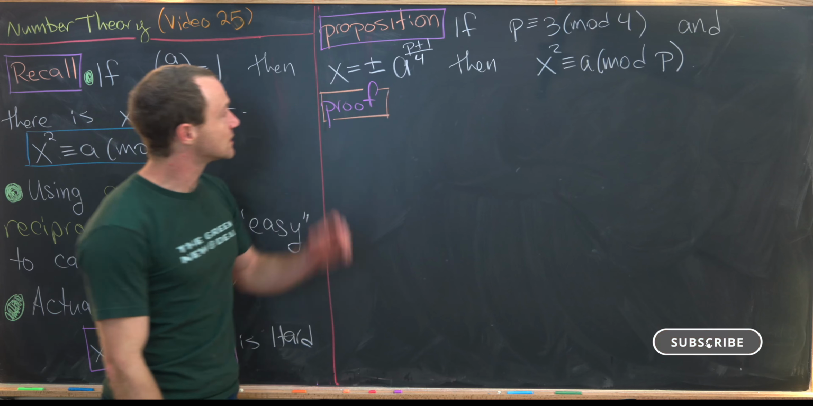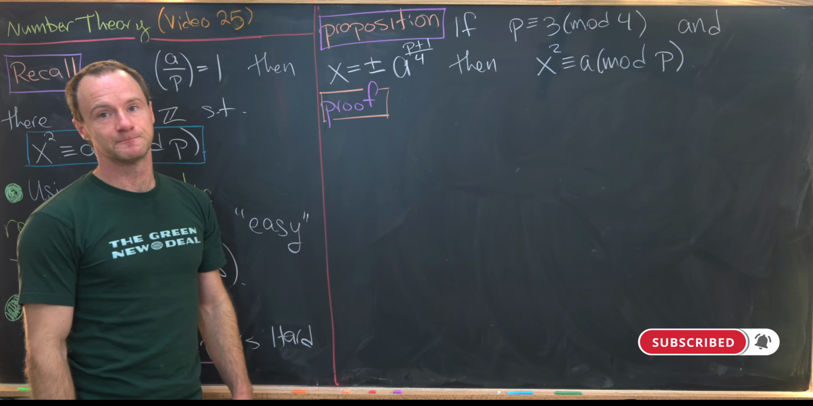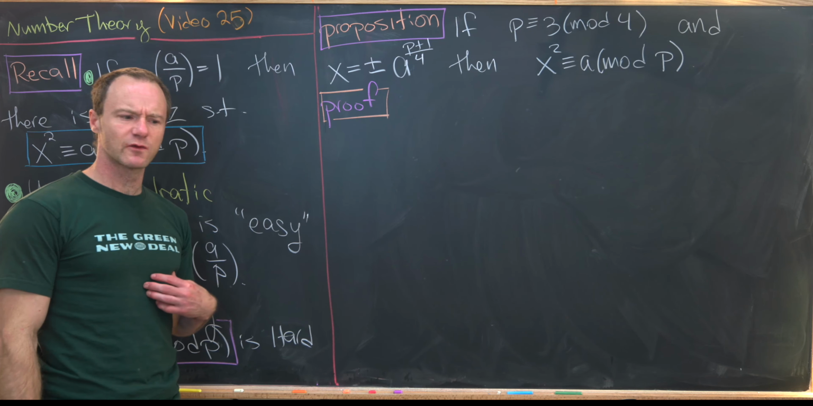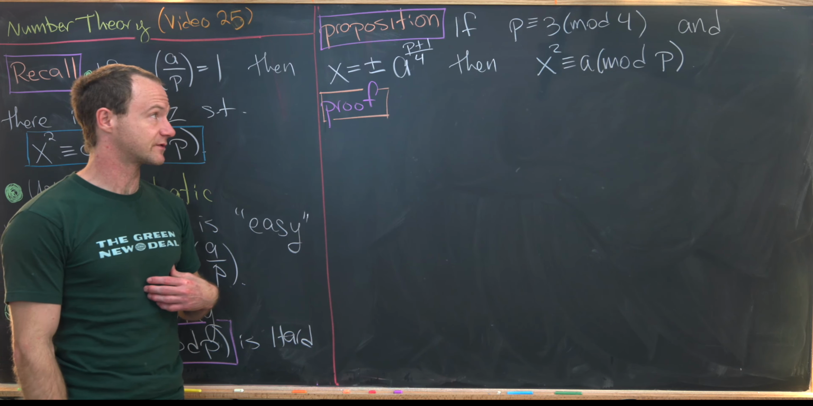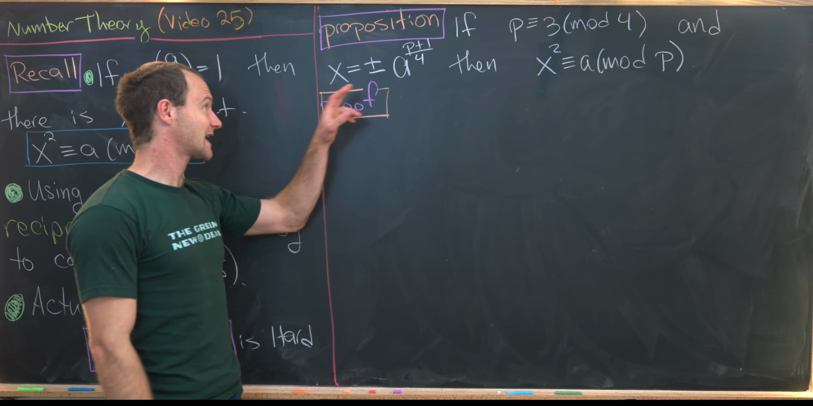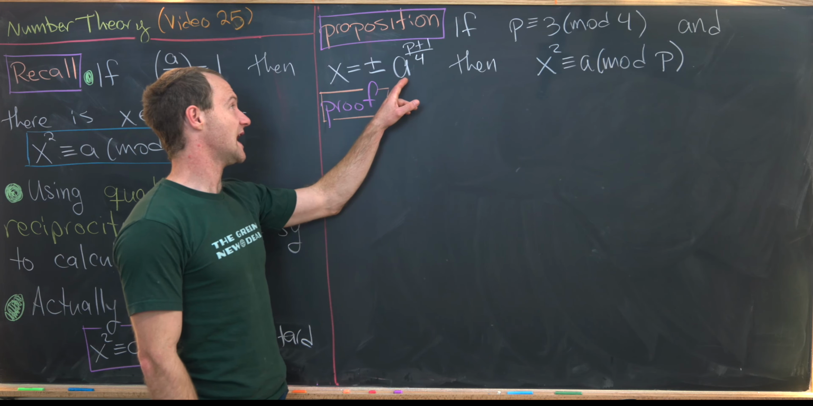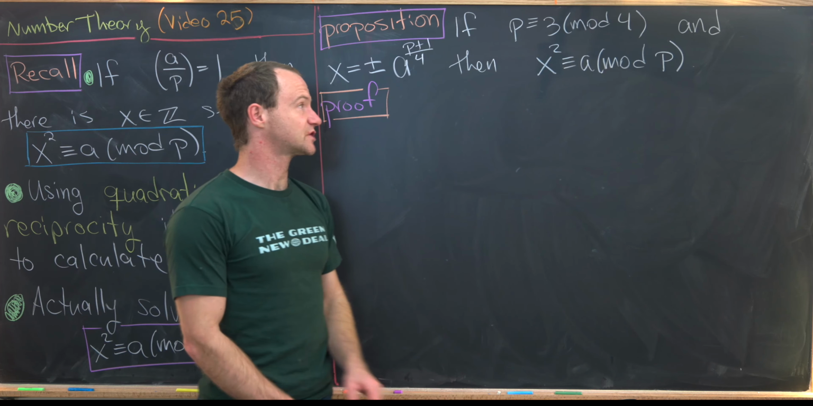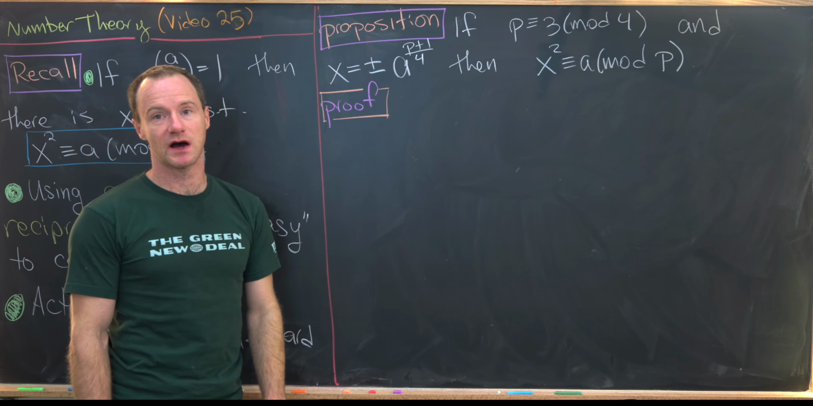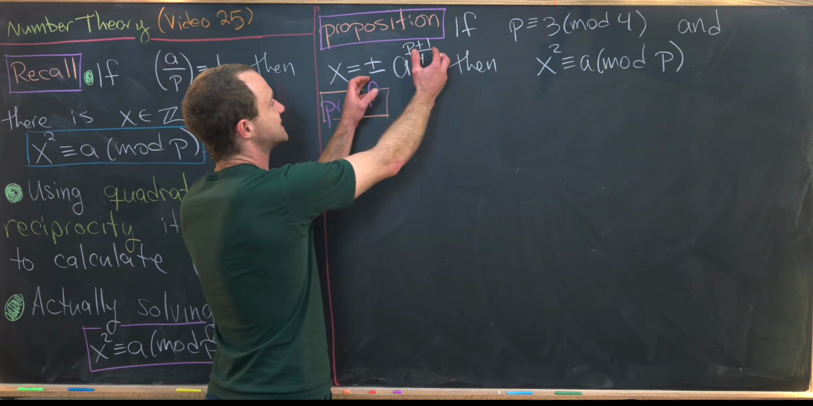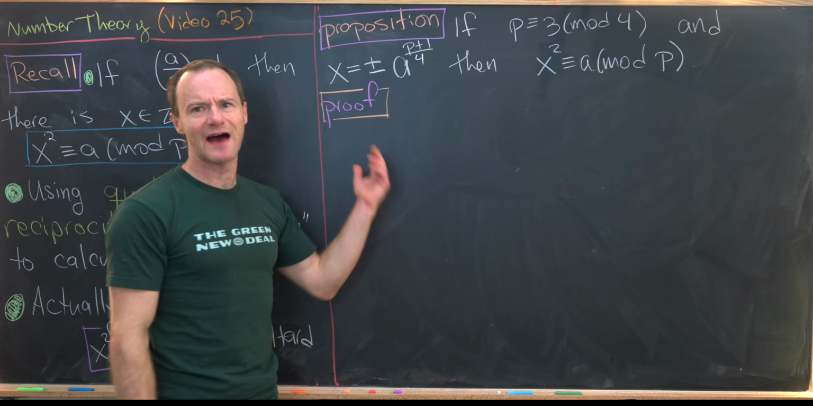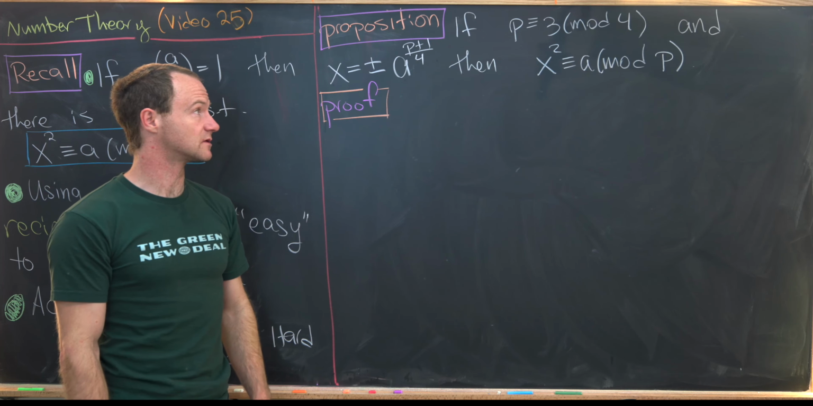Okay, so let's look at the following proposition. If p is congruent to 3 mod 4, in other words, it's of the form 4k plus 3, and we set x equal to plus or minus a to the (p plus 1) over 4, then x squared is congruent to a mod p. So in other words, this value of x solves the congruence. We have a specific solution for this congruence.